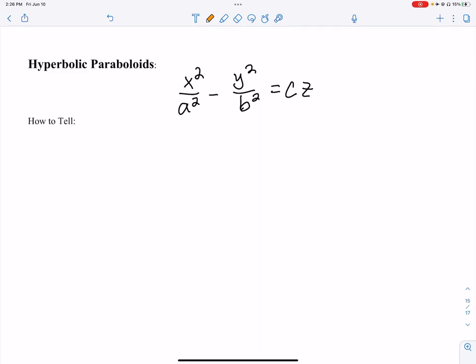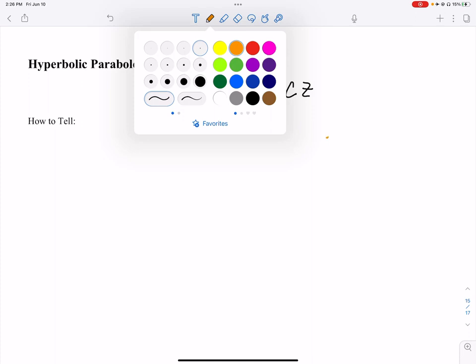In this video, we are going to continue our discussion of section 11.6, finish it up actually, with talking about the last surface called the hyperbolic paraboloid. How we tell that it is one, and if you take a look, it's very close to just a paraboloid, except for the minus in between. So let's write out ways to tell.